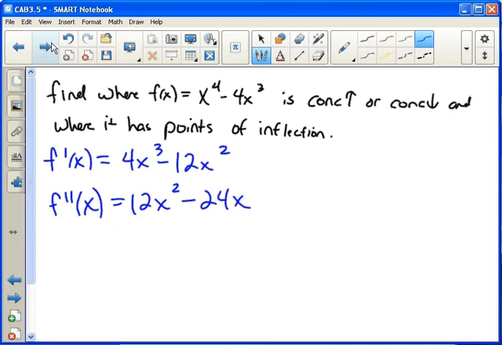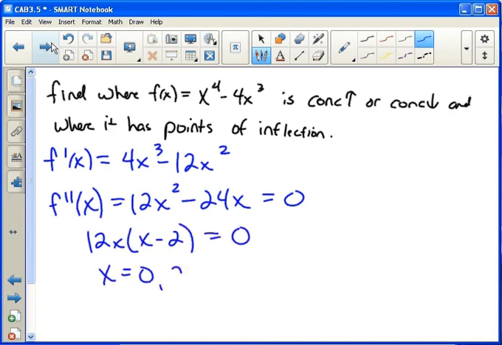And we come to 12x squared minus 24x. We set it equal to 0, and we can factor a 12x out front. That gives us 0 and 2 as our, they're not technically our critical numbers because they're coming from the second derivative instead of the first derivative, but they work the same way. It's where the second derivative equals 0 or doesn't exist. So I like to call them the potential points of inflection. Just like our critical numbers are our potential maximums and minimums, these are potential points of inflection.